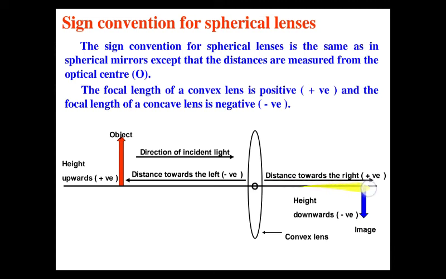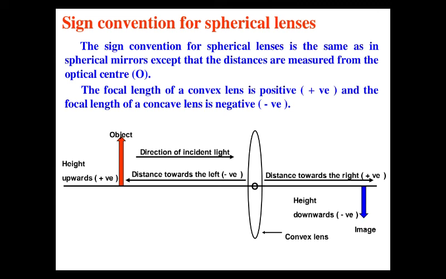Now if the image is formed on this side in case of a convex lens, then the distance towards the right is positive, because the light is also coming in this direction, and the distance is also measured in this direction, so this distance is positive. Height above the principal axis is taken as positive, and height below the principal axis is taken as negative.